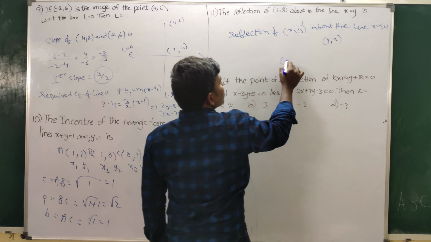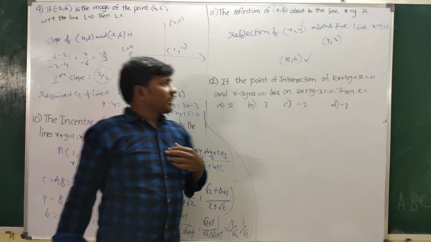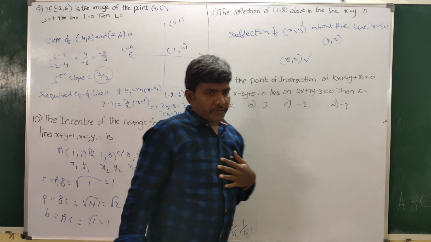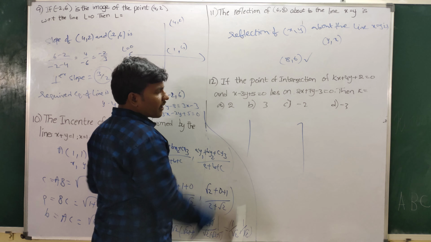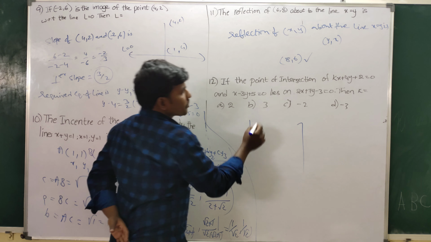Next, last and final, if the point of intersection of kx plus 4y plus 2 equal to 0, x minus 3y plus 5 equal to 0 lies on 2x plus 7y minus 3 equal to 0. This is the formula for the concurrent condition. If the intersection of two lines lies on the third line, then they are concurrent. So the determinant of the three lines is equal to 0: K 4 2, 1 minus 3 5, 2 7 minus 3 is equal to 0.